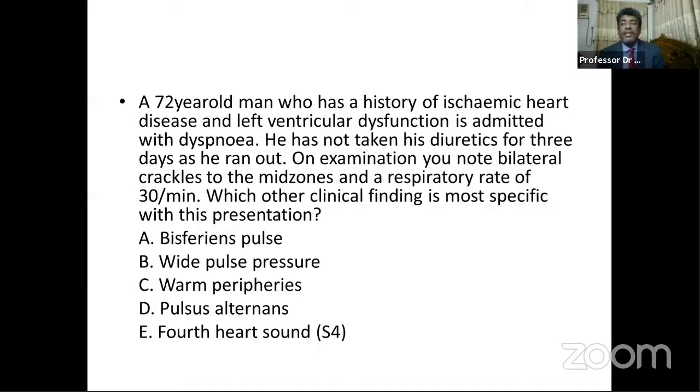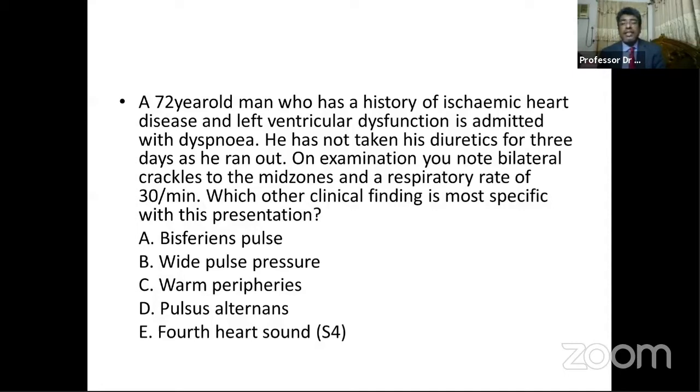Pulsus alternans, yes, pulsus alternans is usually present in a patient with left ventricular failure. Here there is usually an alternation of the pulse, that is, low volume and high volume pulse are usually seen. Next we'll see what pulsus alternans is. Warm peripheries, actually this is not seen. Warm peripheries are usually seen in a patient with shock due to an infective cause, that is septic shock. In septic shock we usually see warm peripheries.